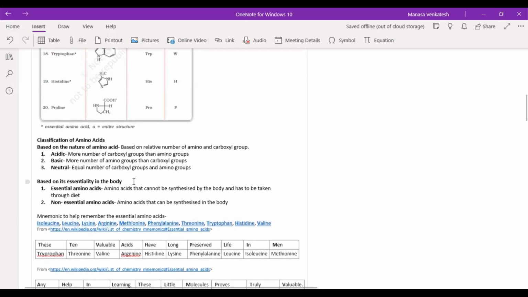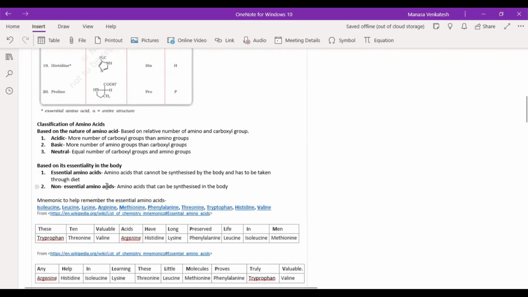Based on their essentiality, they are classified as essential and non-essential. Essential amino acids are the ones which cannot be synthesized, and they need to be taken in through our diet. Whereas non-essential ones can be synthesized by the body.